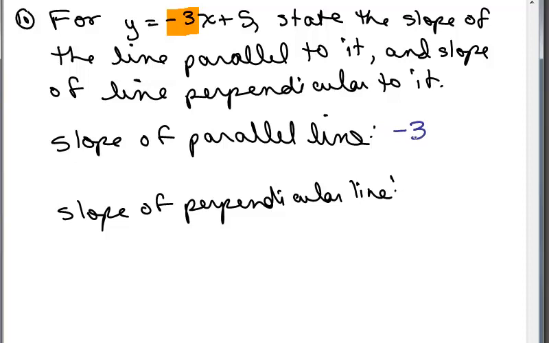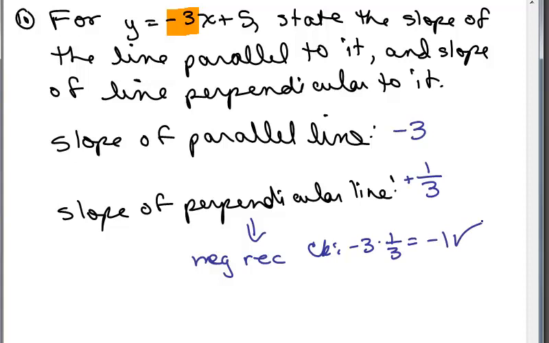For the perpendicular slope, you're going to do the negative reciprocal, remember? So if this one's negative, you're going to change the sign, so it's positive. You don't need to put a plus sign. And then the reciprocal of 3 is 1/3. Remember, if you multiply these two slopes, you should get negative 1. So a quick little check is negative 3 times 1/3 equal to negative 1? Yes.